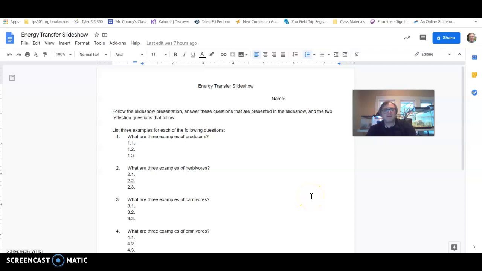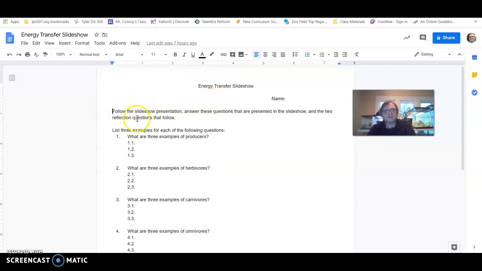Hey everyone, so I wanted to give some instructions here for the energy transfer slideshow worksheet. I have to apologize right off the bat here. I messed up and I jumped a little bit too quickly into populations. Energy transfer is something that I should have covered a little bit after the geochemical cycles before populations, but I think it still makes sense even where we're talking about it here, because again, we're talking about populations and how they eat one another. So again, that has to do a lot with energy transfer.